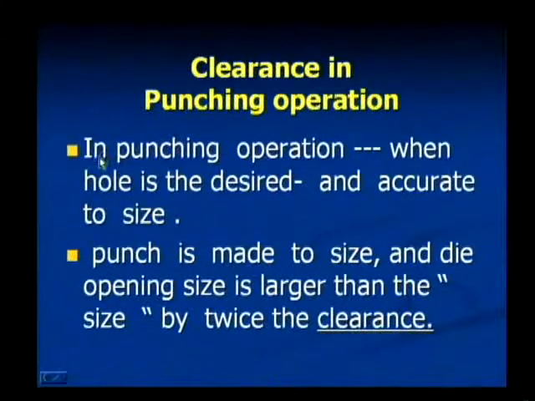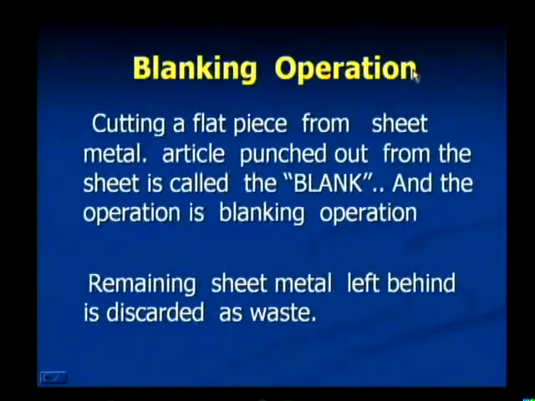Clearance in punching operation. In punching operation, when the hole is the desired part and accurate to size, the punch is made to size and the die opening is larger than the size by twice the clearance, which we have discussed by showing the diagram. Now blanking operation. Cutting a flat piece from a sheet metal is nothing but blanking. The blank metal article punched out from the sheet is called blank, and the operation is called blanking operation. The remaining sheet metal left behind is discarded as waste.